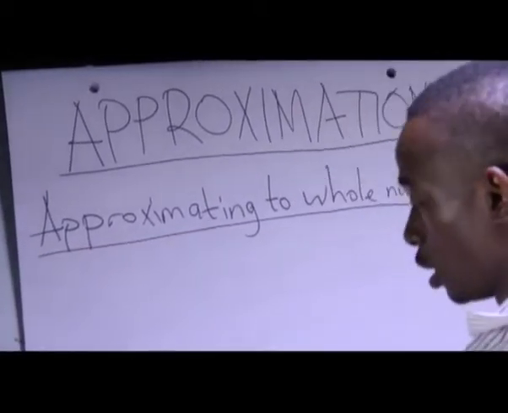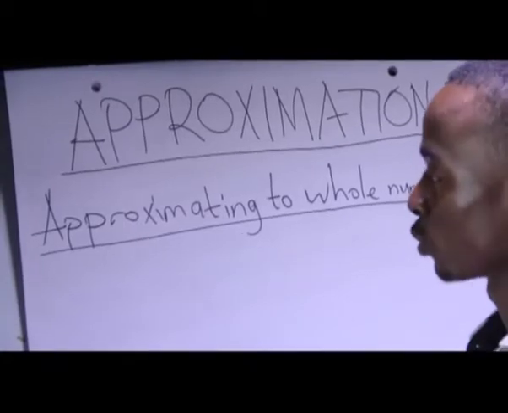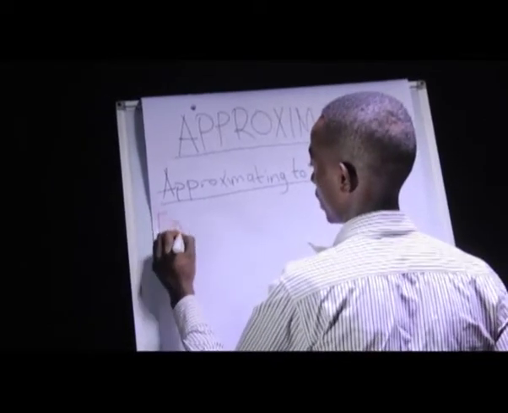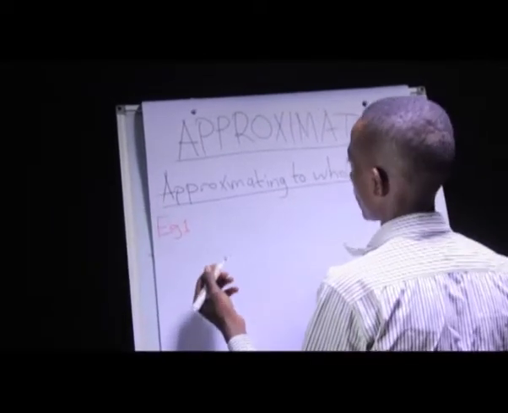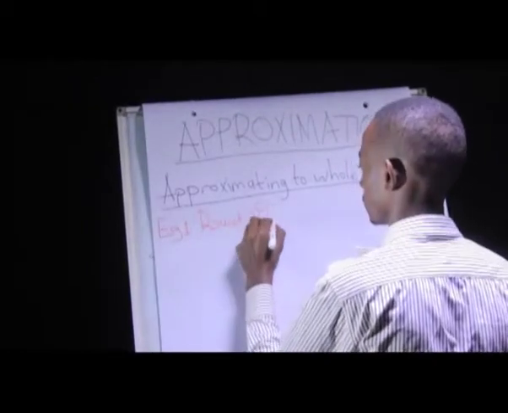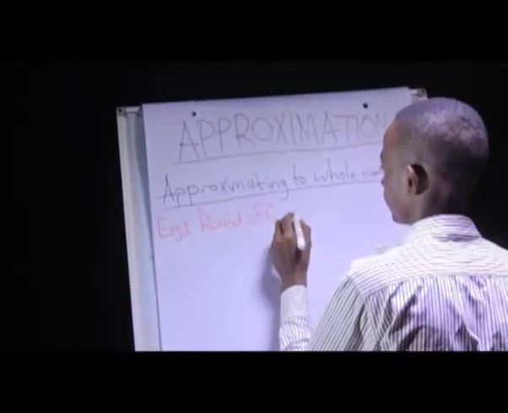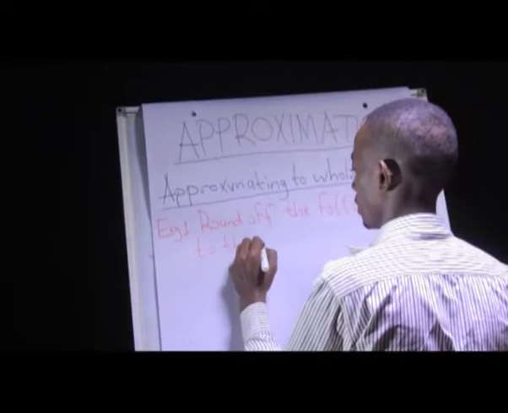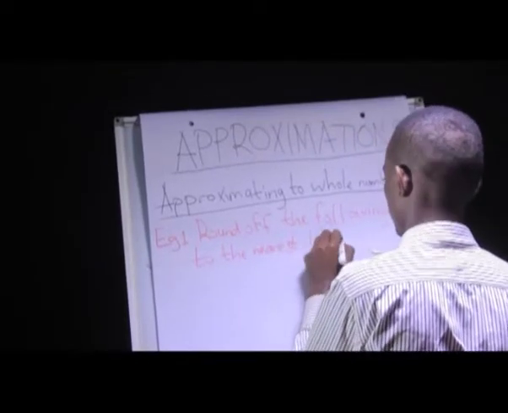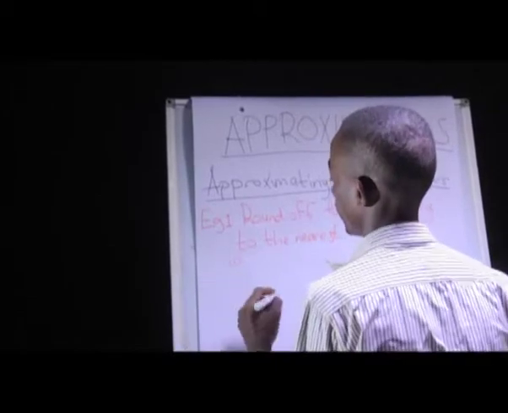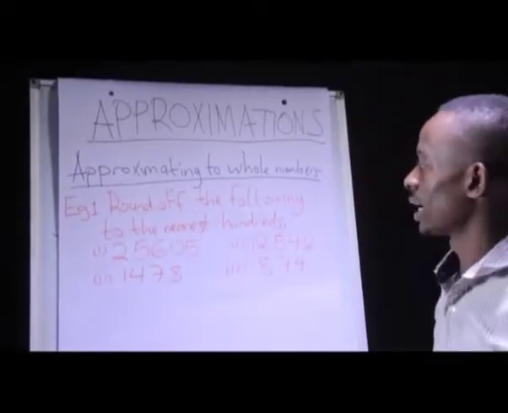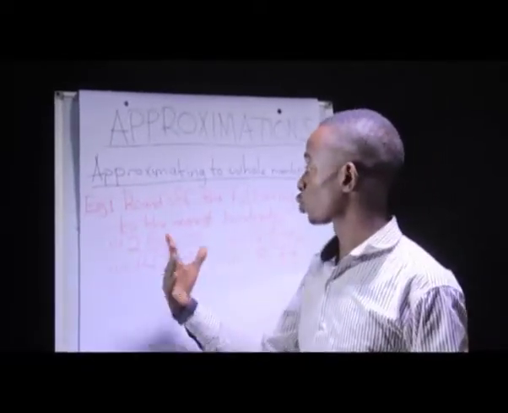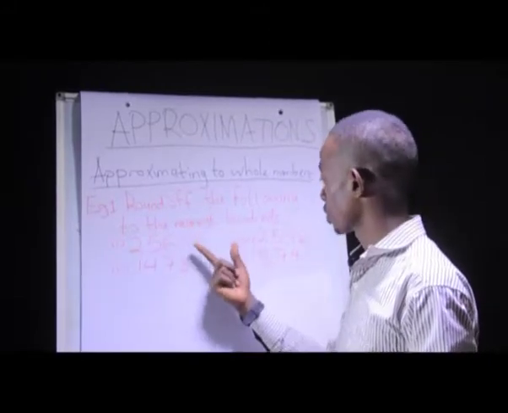Approximating to whole numbers. I can give a few examples which we shall use to understand the idea more clearly. So my example number one could be: round off the following to the nearest 100. If I'm told to round off, that can mean approximate. So here basically I'm being told to approximate the following numbers to the nearest hundreds.